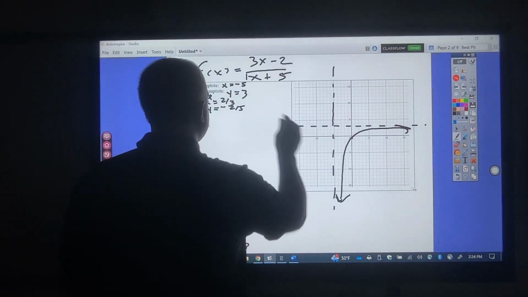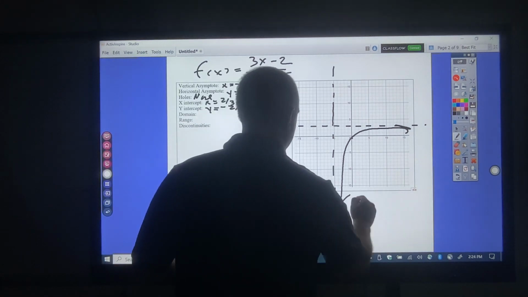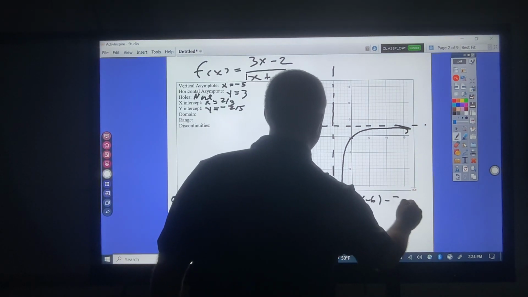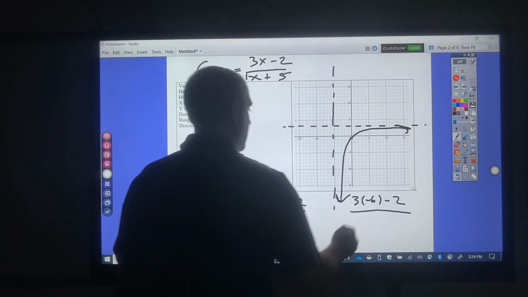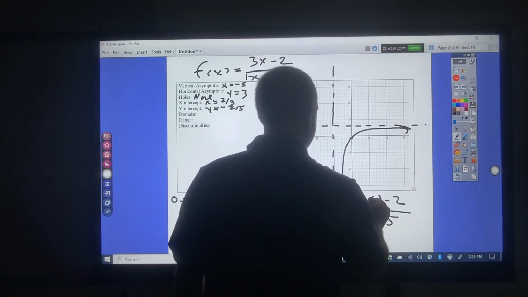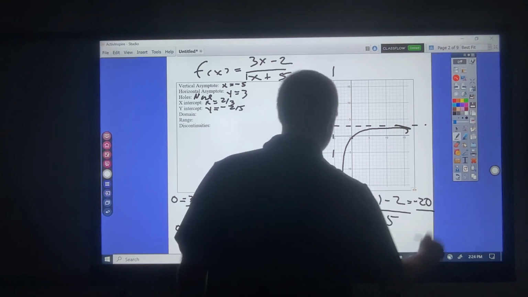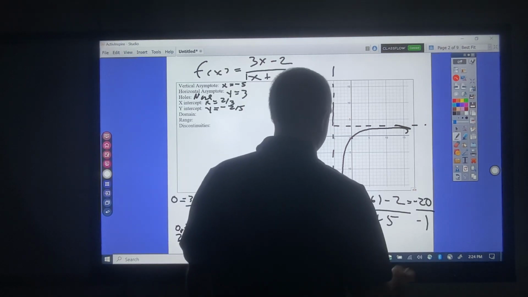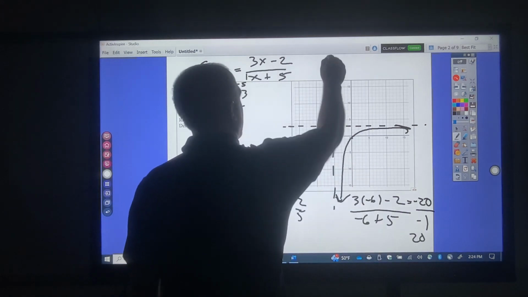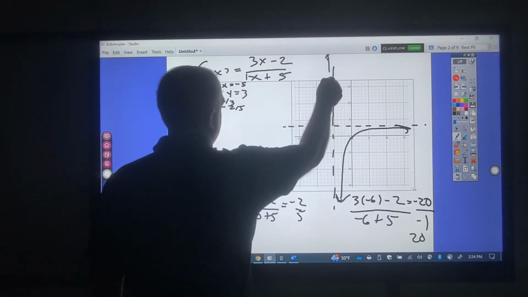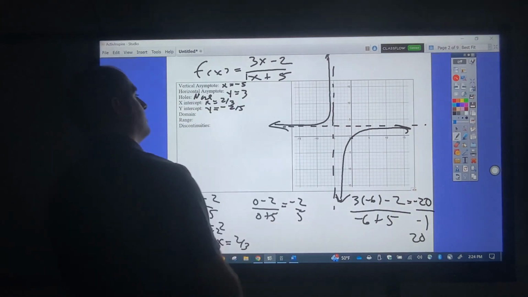So what I want to do is put in negative 6 into that. So 3 times negative 6 minus 2, and then negative 6 plus 5. That's going to be negative 18 minus 2, which is negative 20, divided by negative 1, which would be 20. So that's going to be all the way up here. So what does that mean? I'm going to have something that does this. It's in this area.